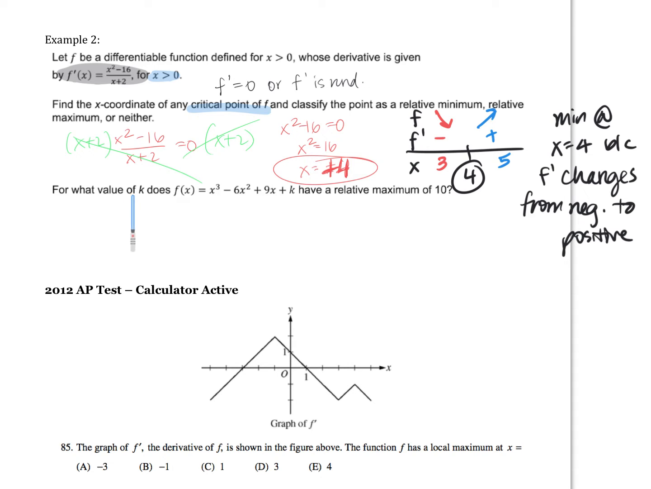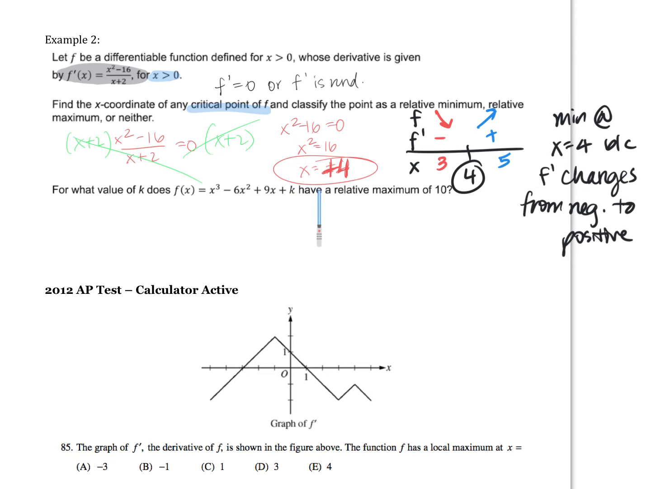Now it says, for what value of k do we have a maximum of 10? Is that saying that my maximum is when x is 10? Nah, it's saying that my maximum is 10. The y value is 10. It says, for what value of k does this function have a relative max of 10? This would be the y value, and they're asking at what value for that k.